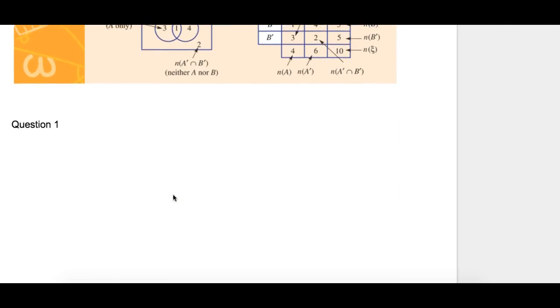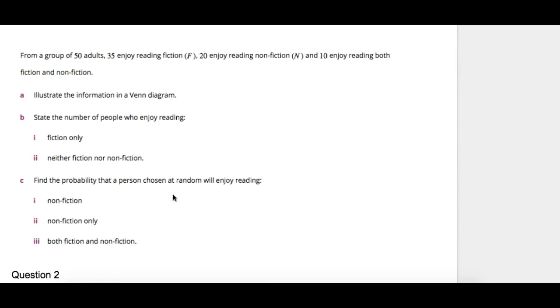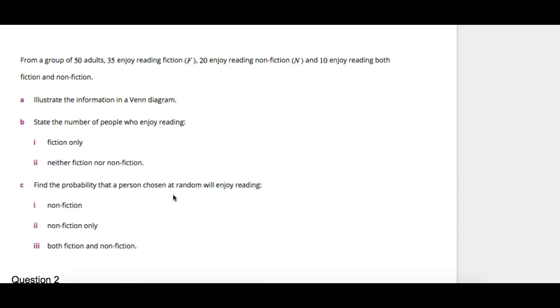So let's have a look at an example. From a group of 50 adults, 35 enjoy fiction, 20 enjoy reading non-fiction, and 10 enjoy reading both fiction and non-fiction. Okay, so we have two events, F and N. Event F is fiction and N is non-fiction. And I'm going to represent this as a Venn diagram and a two-way table.